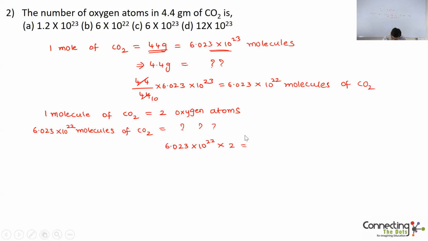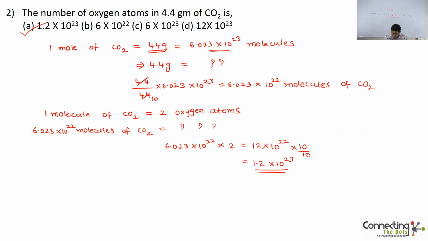So it will be approximately, you can take it as 6, so 6 times 2 is 12 times 10 power 22. No option has this answer. So if you multiply and divide by 10, it will be 1.2 times 10 power 23. If you look at the first option, it is equivalent to that. So from this we can say A will be the answer.